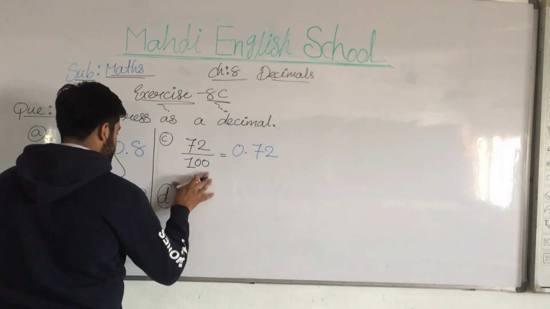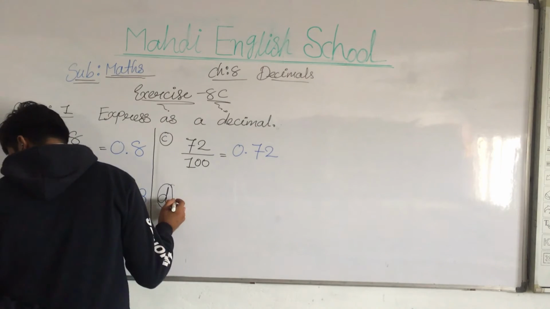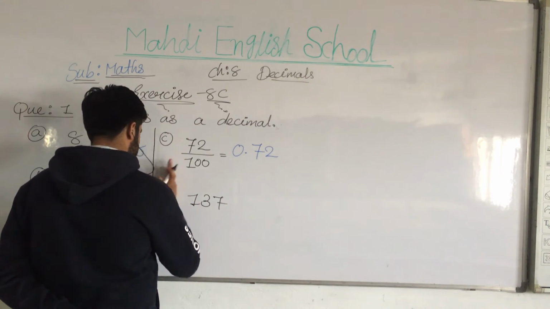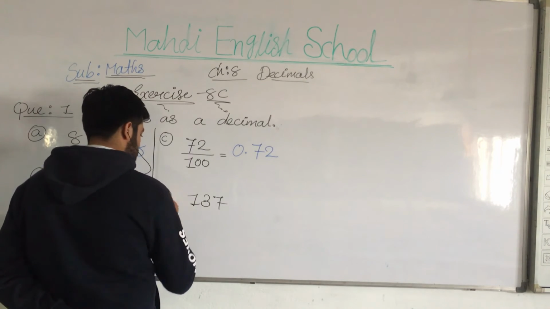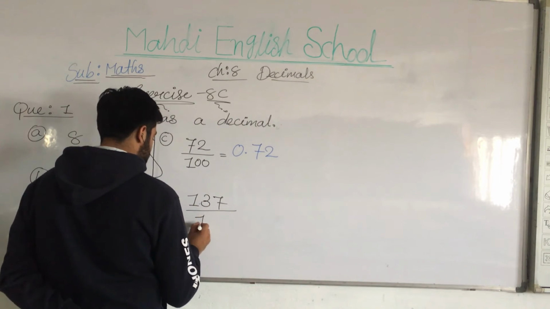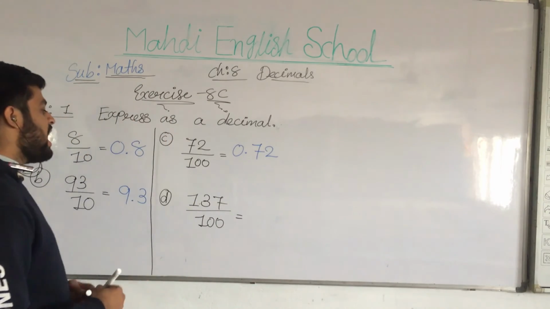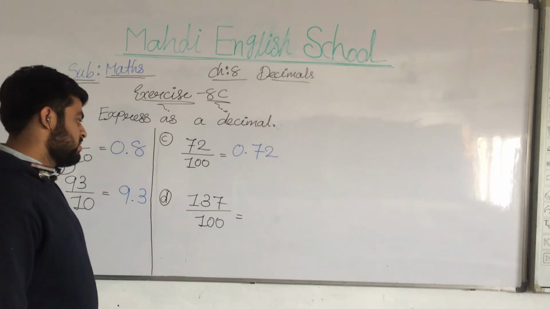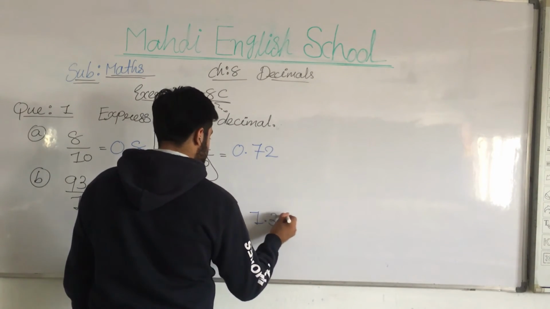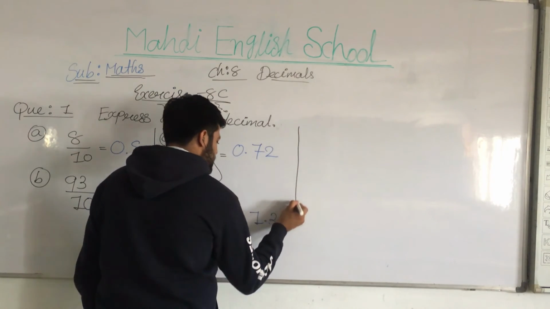Now we will move on further, my dear students. Question number D: 137 upon 100. So what to do, my dear students? We have to put the decimal point after 2 digits. So as like that, 1.37. Understood? I hope you all understood.